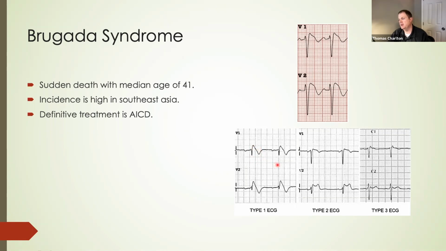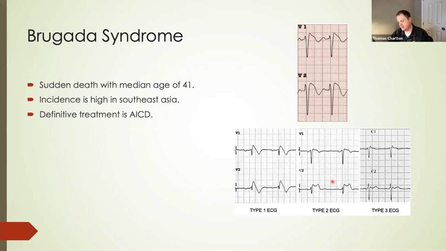VFib. The incidence is fairly high in Southeast Asia, but you will see it in the general population. The thing that we worry the most about is this type 1. This type 1 is associated with the highest incidence of death.